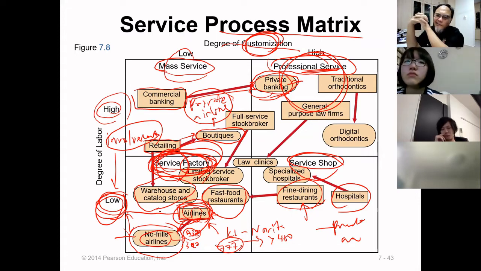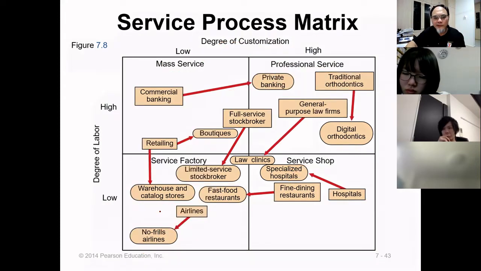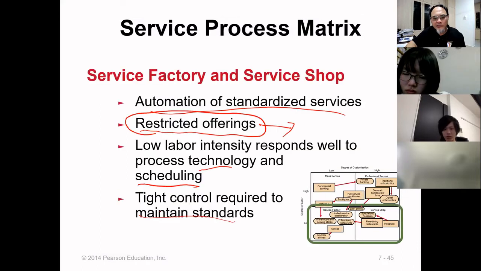Okay. You agree? It makes sense, right? Unless you want to go for private specialized service, then it goes to a service shop. So this is in general the classification: classify into service factory, service shop, and then mass service, professional service.